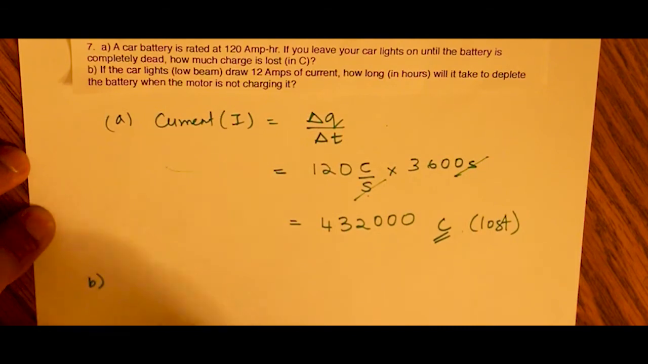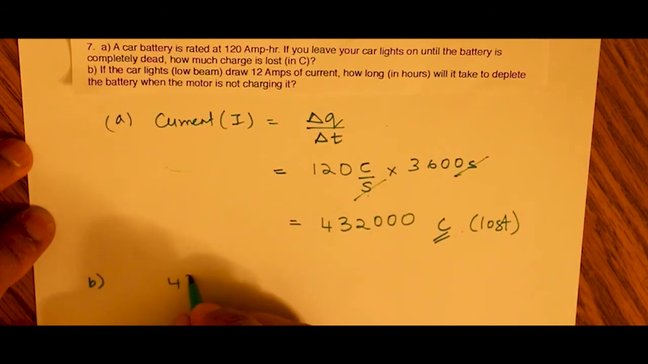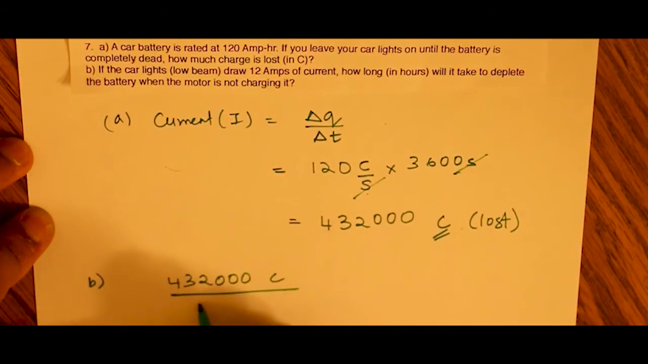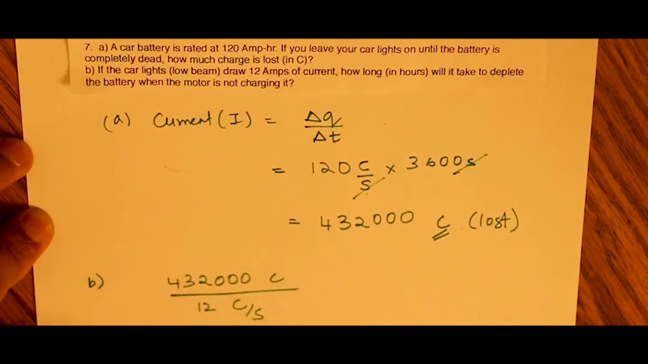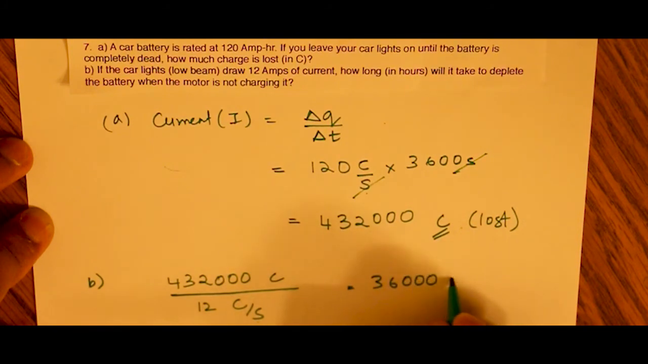The second half of the question says, if the car lights on low beam draw 12 amps of current, how long will it take to deplete the battery? So now we have our 432,000 coulombs over 12 amps, which is 12 coulombs per second. And so the seconds go on top over here. So what we're left with is 36,000 seconds.